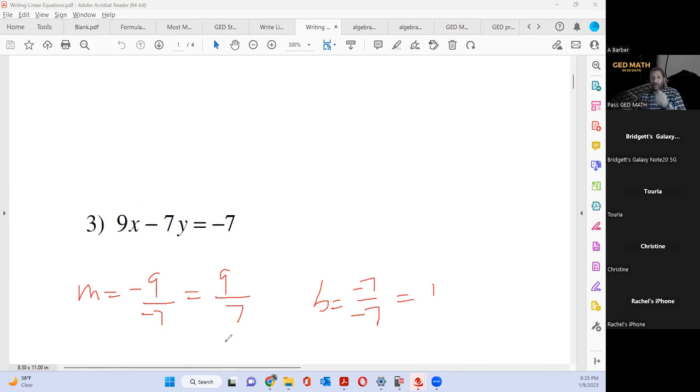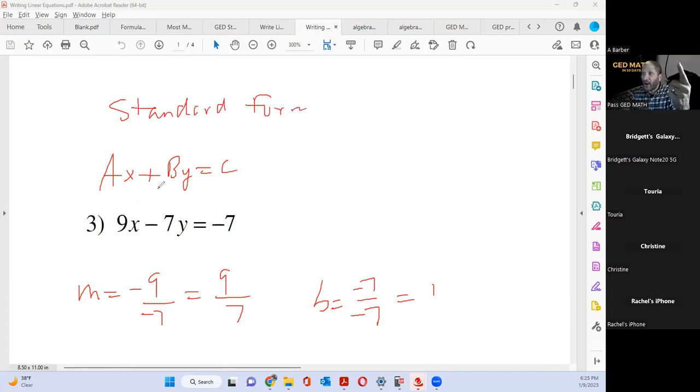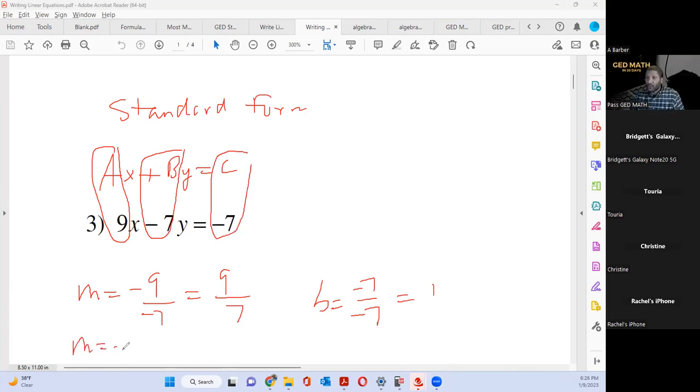Hold on, Mr. Tinsley, you did it that fast? You didn't identify a, b, and c? Because if you know ax plus by equals c is standard form, what you're going to realize right away is my a is 9, my b is negative 7, my c is negative 7. To find a slope, which is negative a over b, remember, if you practice enough, this will become so easy. When you see it, you're going to laugh all the way to the bank. Why? Because a is 9, b is negative 7, c equals negative 7.